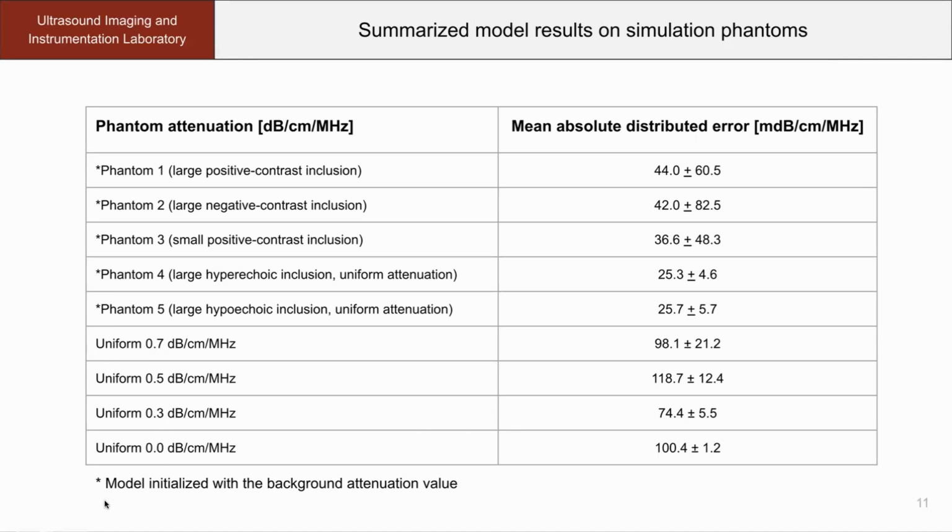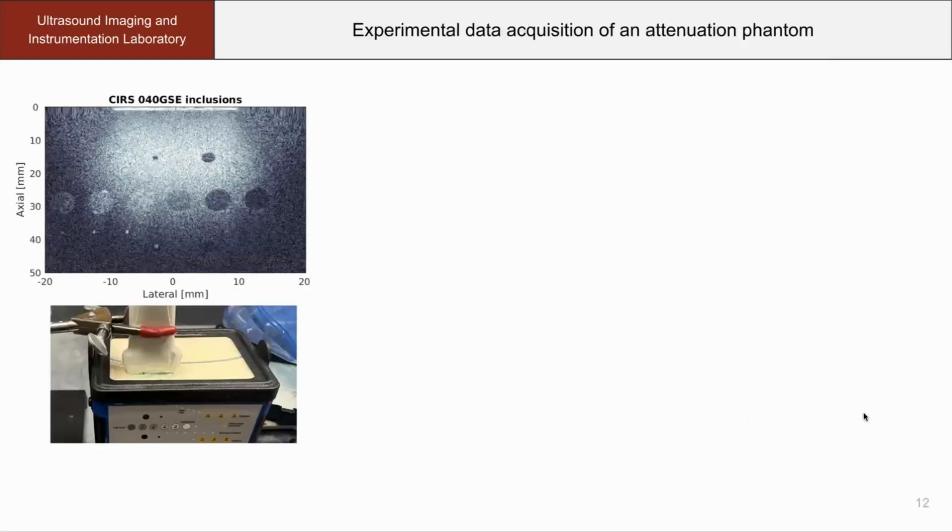I'd like to point out that our model was initialized with the background attenuation value for phantoms 1 through 5, which is one of the reasons why the mean absolute error is lower than the case for the uniform attenuating phantoms. But we do see very low standard deviation in our error maps across all the different phantoms that we looked at in simulation. Next, looking at experimental data acquisition from an attenuation phantom, we had 3 different experimental setups.